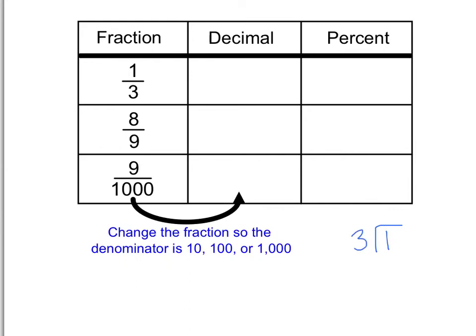3 goes into 1 0 times. Now I add a decimal point and I add a 0. Okay? So now I'm ignoring that decimal point and saying 3 goes into 10. How many times? Well, it goes in there 3 times. 3 times 3 is 9. Subtract and I get a 1.